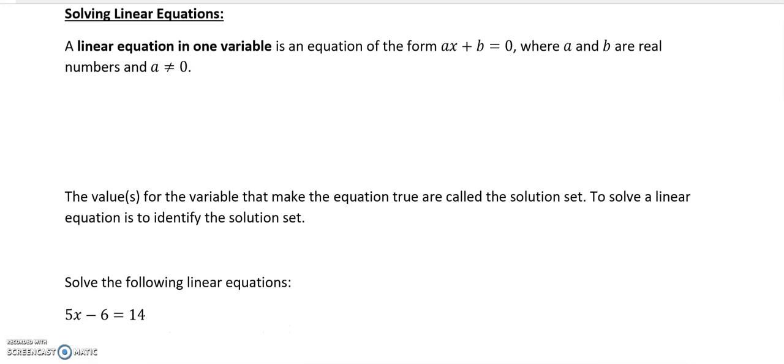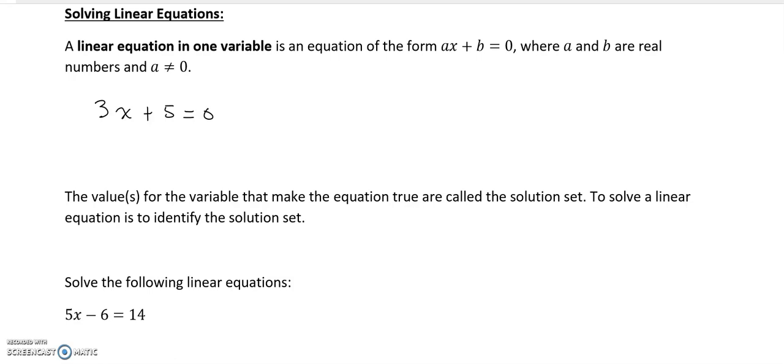Moving on. Solving linear equations. A linear equation in one variable is an equation of the form ax plus b equals 0, where a and b are real numbers and a doesn't equal 0. We say a cannot equal 0 because a times x would then be 0, and we would just have b equals 0. An example of what this would look like, maybe, is 3x plus 5 equals 0.